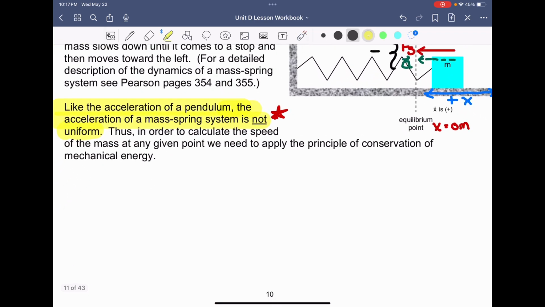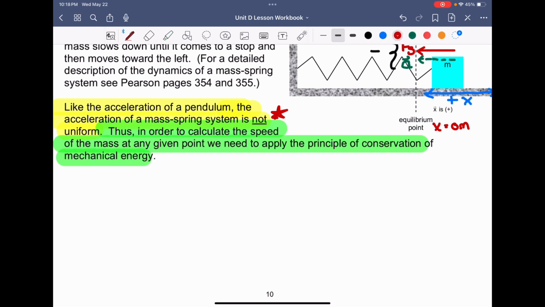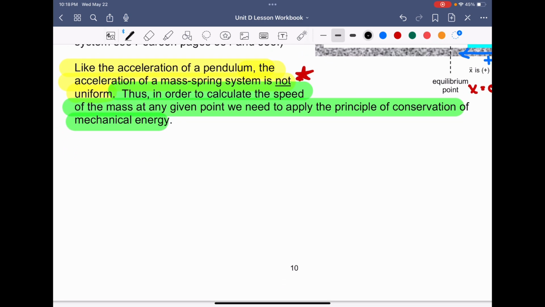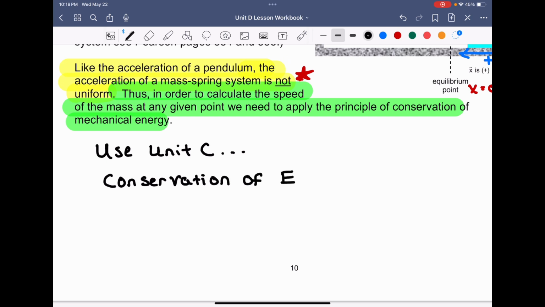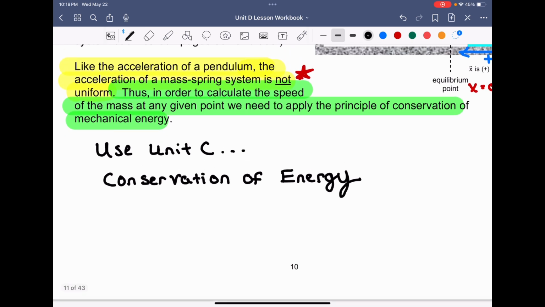And so thus, in order to calculate any sort of speed or displacement or height, what we always do is use the conservation of energy, or what we do below this here. I'm just going to make sure I really formalize this: do not be afraid to use Unit C. So I'm going to say use Unit C, which means use conservation of energy. And remember this.